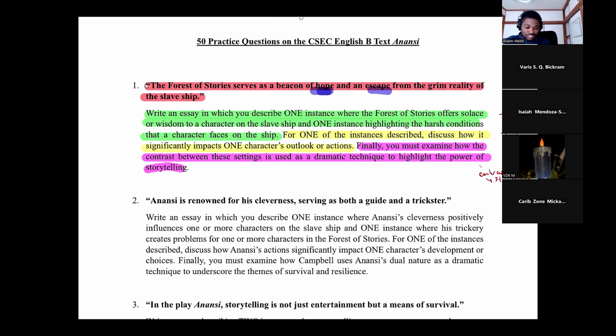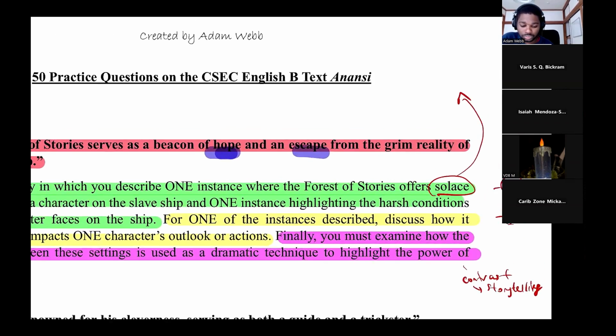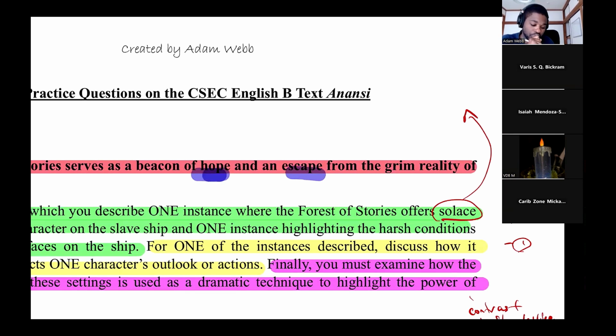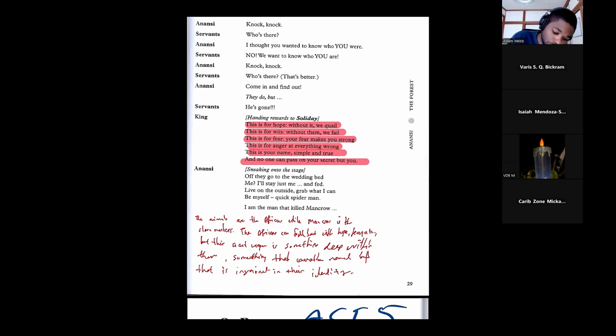Now, the one instance where the forest of stories offers solace or wisdom to a character on the slave ship, that one instance, I'm going to refer to that moment when woman and girl are having what would effectively be their final story, I think, where the sailor and boy are making reference to her possibly becoming ill, and then the sailor refers to the mother and she says they don't come in one size, they come in different sizes, is what the woman says.